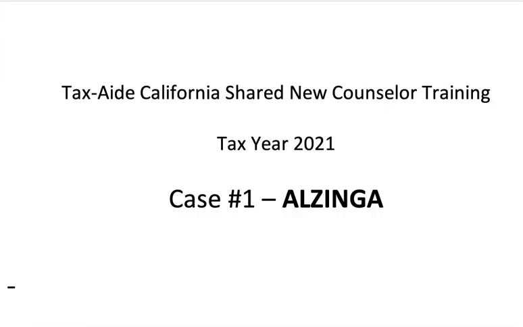This concludes the Tax-Aide California Shared New Counselor Training, case number 1 for tax year 2021, Alzinga. You're now ready to move on to case number 2.